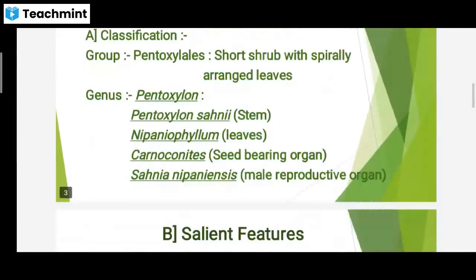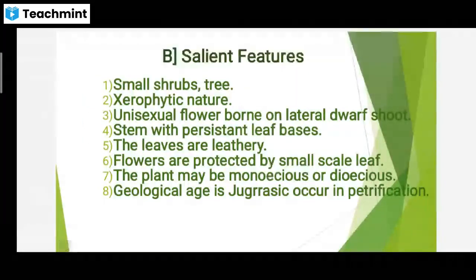Next are the salient features. Pentoxylon is a small shrub tree. It shows xerophytic nature. Xerophytic means the plants having more water storage capacity. Third is unisexual flowers borne on the lateral dwarf shoot. Stem with persistent leaf bases.